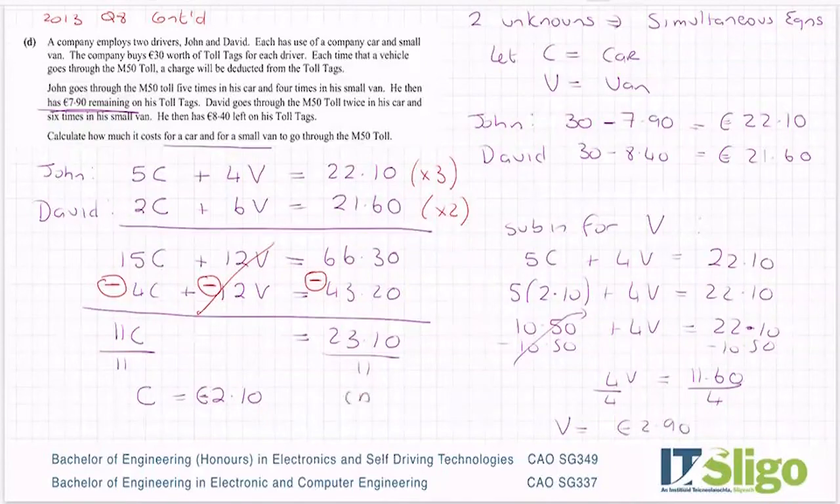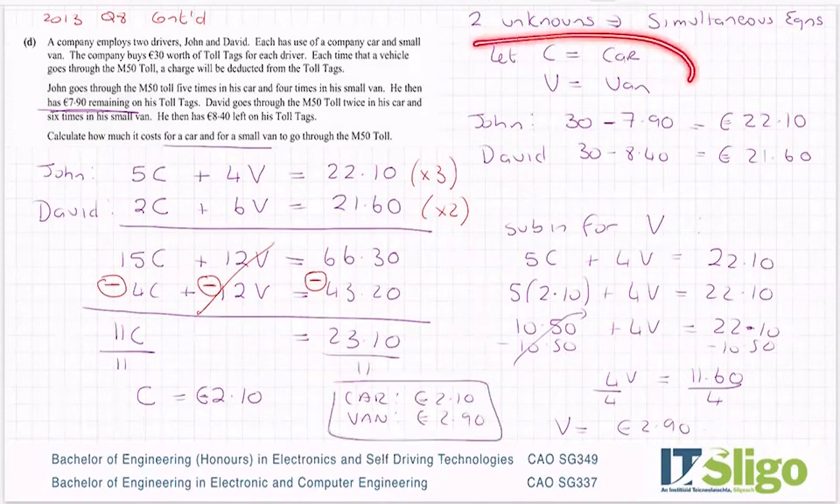So a car is 2.10, a van is 2.90. So you can see, as long as you have your key up here which explains what the letter is, or you do it here in words, it didn't matter what letter I called these, whether it was X or Y or P or Q or C or V.